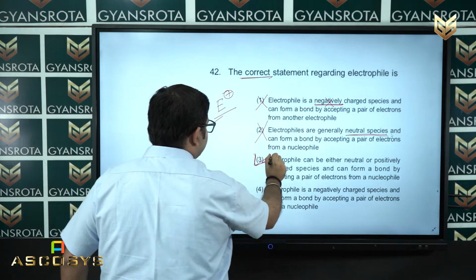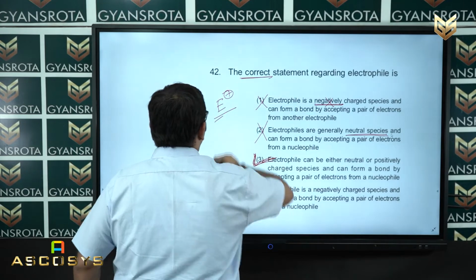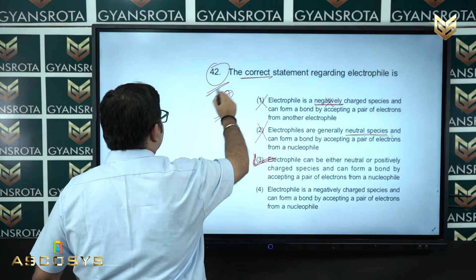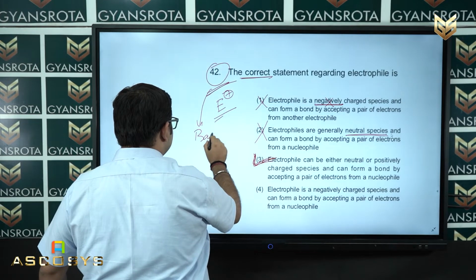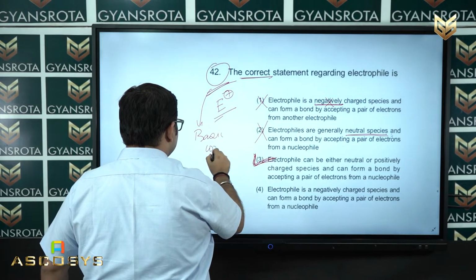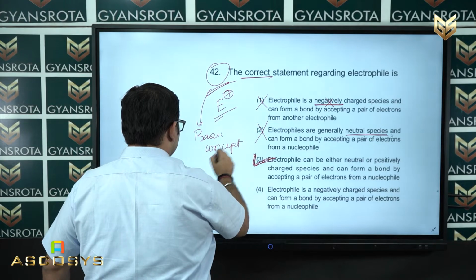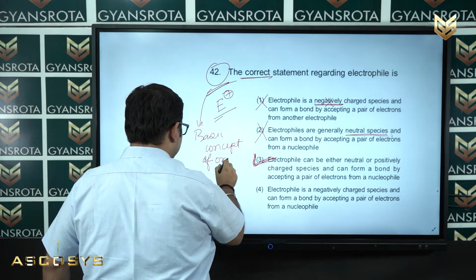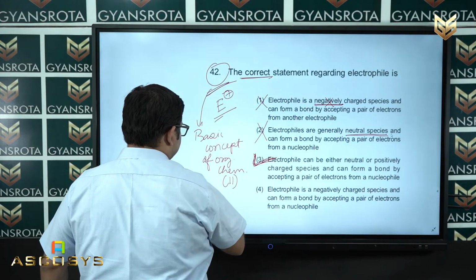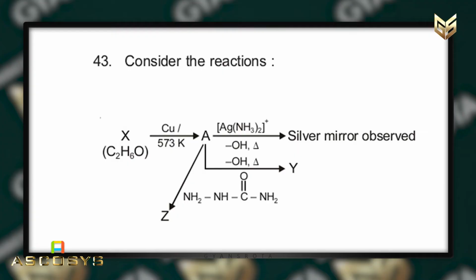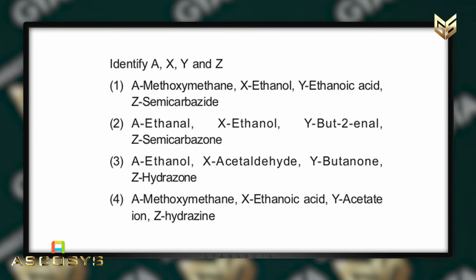So, option number 3 is the correct statement for question number 42, and this is a very basic concept of organic chemistry, which is in the class 11 chapter. Now, question number 43 is on your screen. Consider the reaction, they have given the reaction and they ask you to identify A, X, Y and Z.